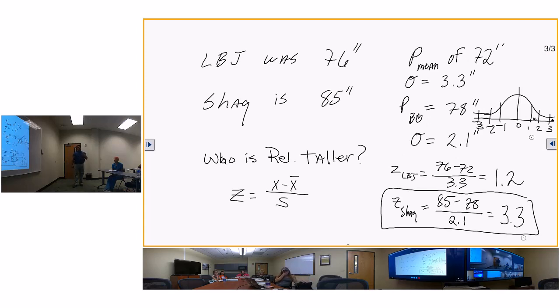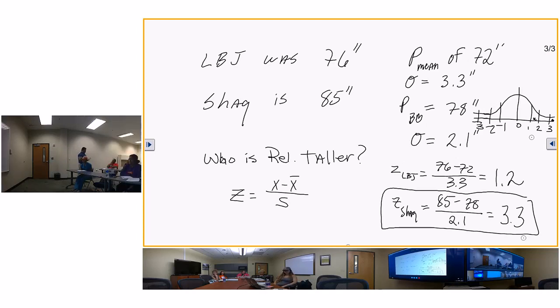Okay? Now, also, if you're comparing two test scores with two different class averages, I think there's a question on your homework, economics versus a psychology test. All right? Same concept. Same thing. You're going to change it into a Z-score.